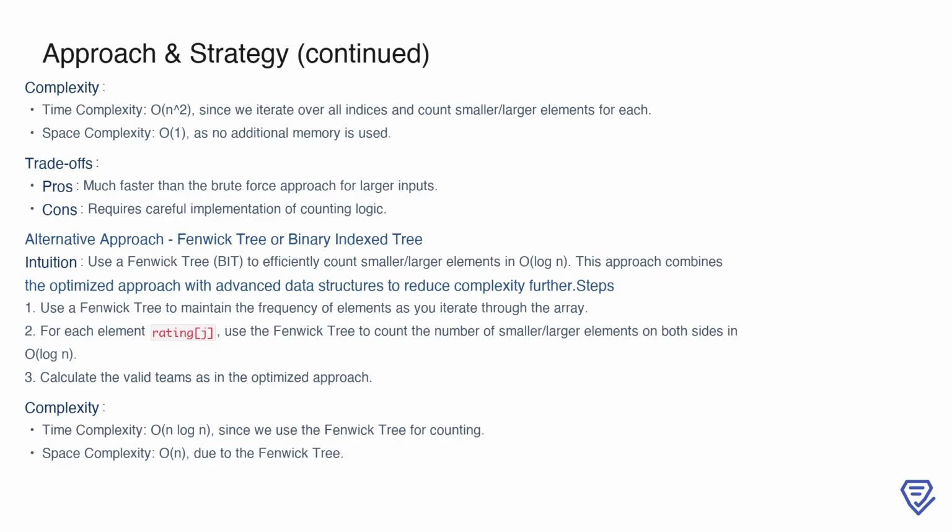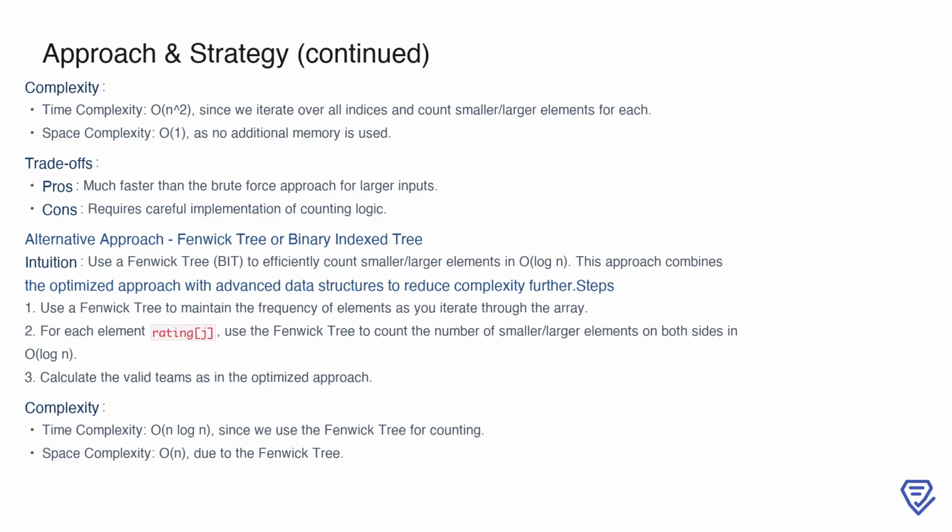For each middle soldier rating j, we count smaller and larger elements on both sides using nested loops, which is far more efficient than the brute force approach. The space complexity remains O(1), as no additional memory is required. This balance of simplicity and performance makes it a significant improvement. However, implementing the counting logic carefully is crucial to ensure correctness.